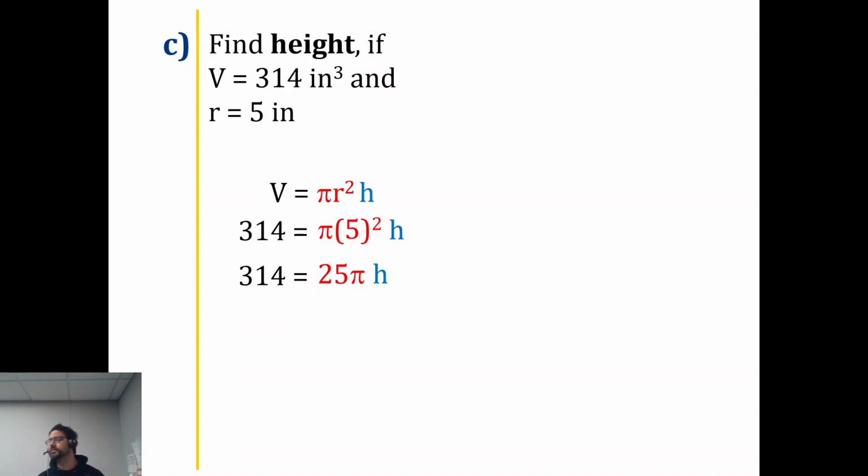Now on this part, it's very similar to solving equations like we've done before. If we have 3x, we divide both sides by 3. If we have negative 4x, we divide both sides by negative 4. For this one, looking at the unknown h, I actually have 25 pi. Now remember, pi is a number, 25 pi. So really, I just need to go ahead and divide both sides by 25 pi.